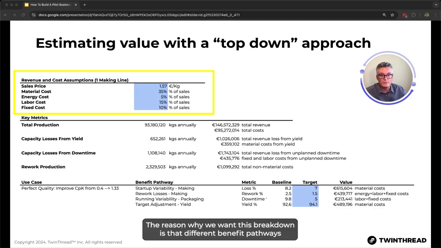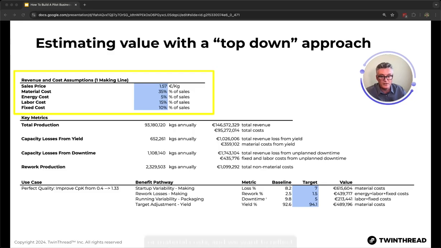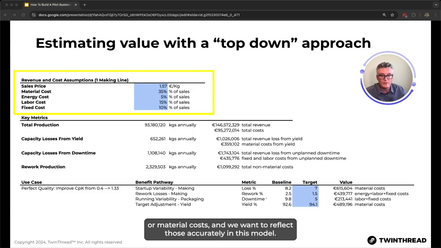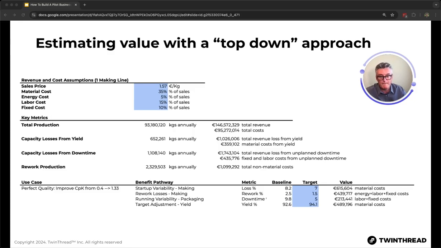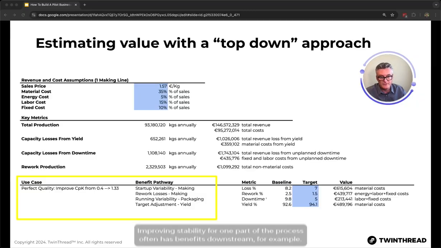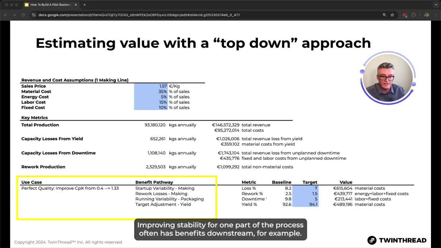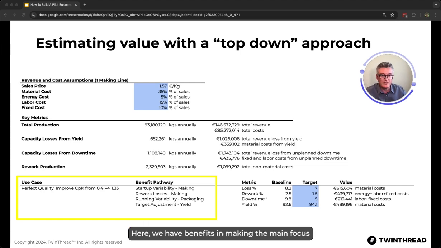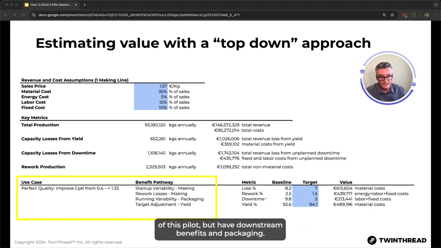The reason why we want this breakdown is that different benefit pathways have a different basis. For example, some benefits come from fixed cost amortization, or labor costs or material costs, and we want to reflect those accurately in this model. Single use cases typically have multiple benefit pathways. Improving stability for one part of the process often has benefits downstream, for example. Here we have benefits in making, the main focus of this pilot, but have downstream benefits in packaging.